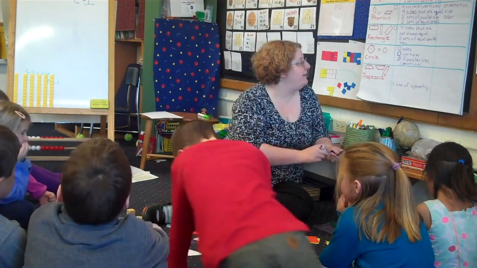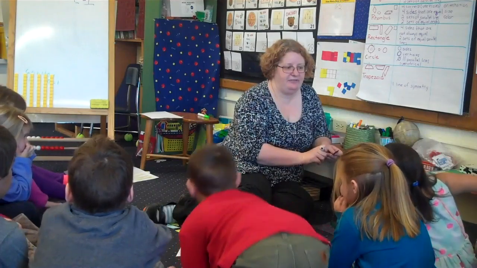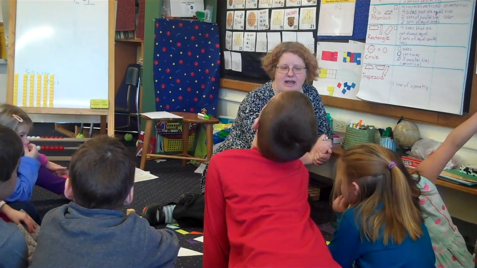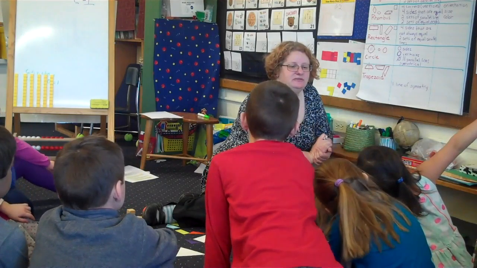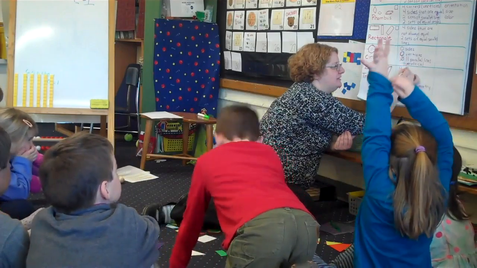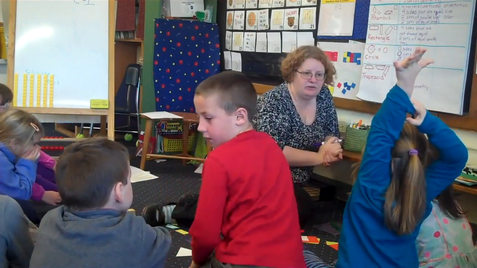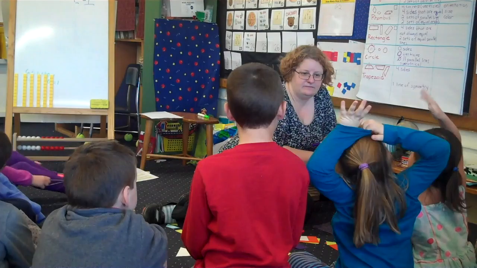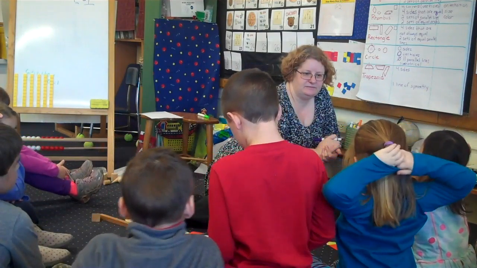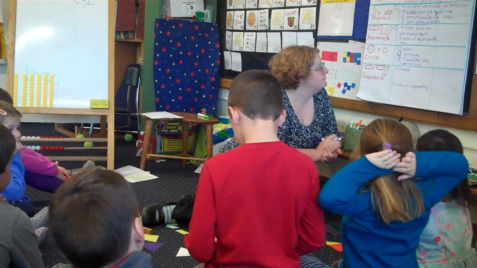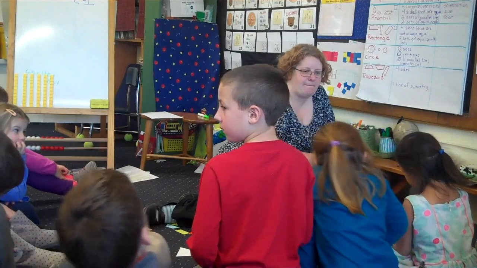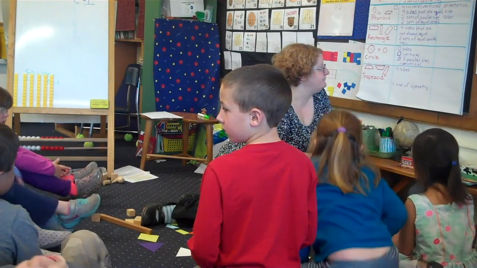All right, so how many sides does a trapezoid have? Four sides. Are they equal? Not all the time. Not all of the sides are equal. Are there any sides that are equal? Yes. The ones that are across from each other are equal.